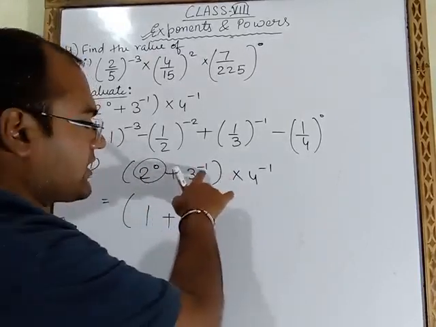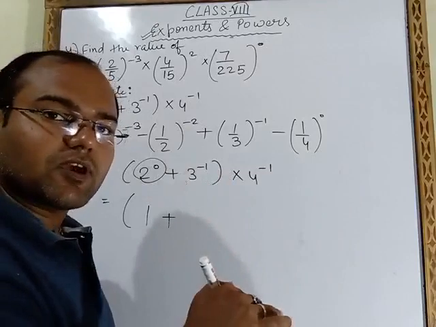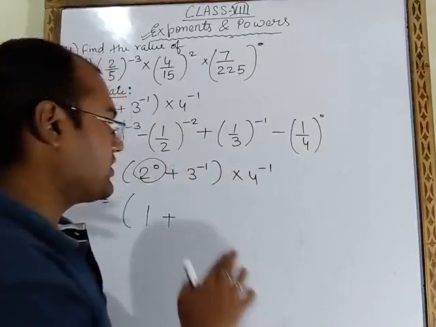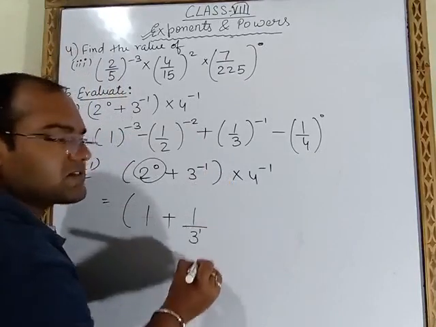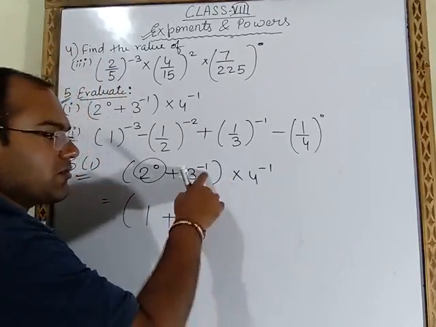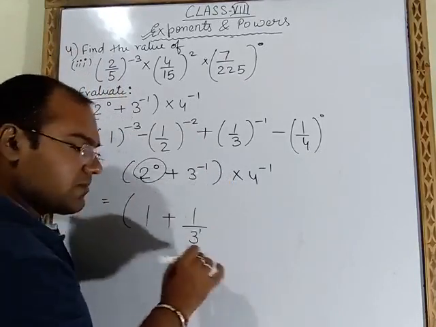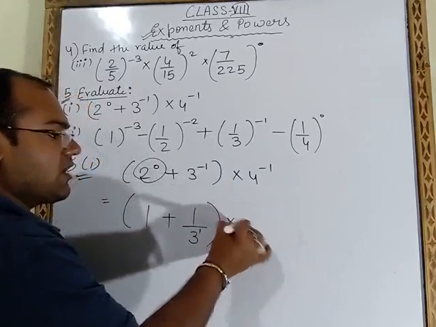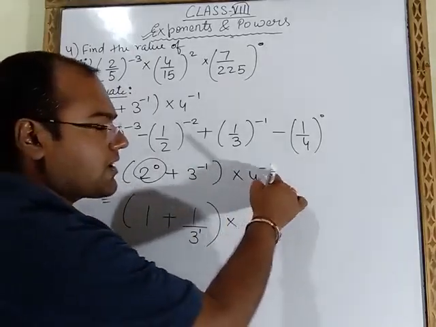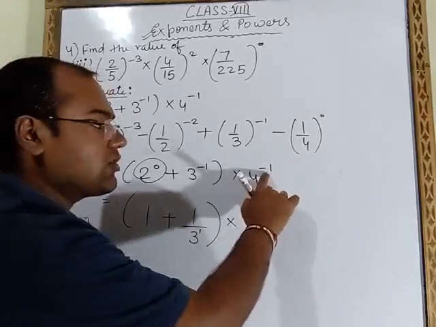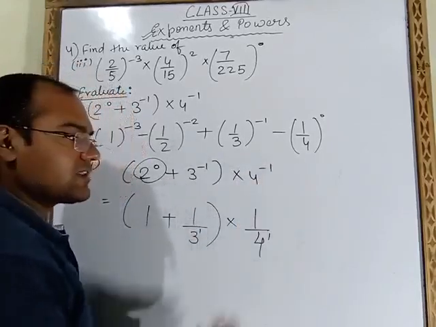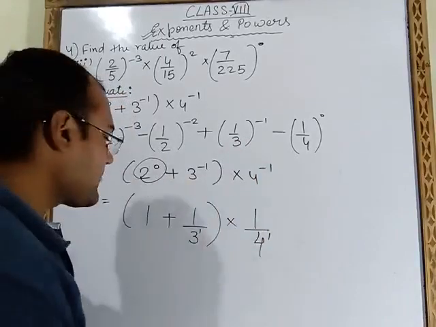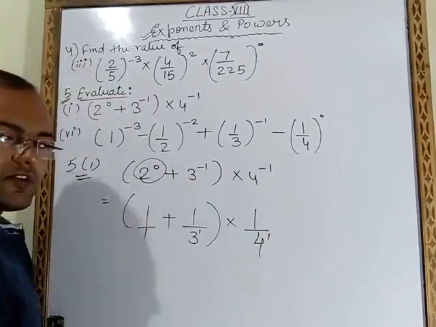If this power is negative, what do we have to do? We have to take the reciprocal and make it positive. 3 power minus 1 is there. We will write 1 upon 3 power plus 1. Here also we will do the same thing. This power is negative. In order to make it positive, we will write 1 upon 4 power 1, then this power will become positive. Now under this nothing is there, we will take 1.